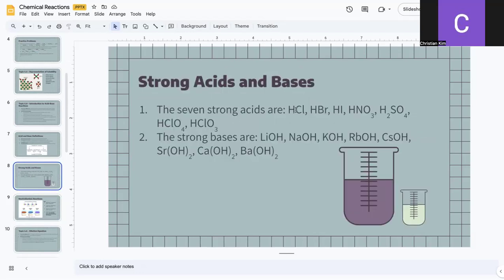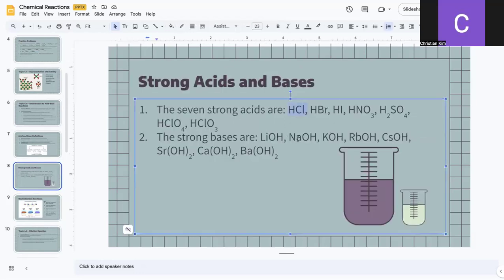So for example, if I combine HCl and NaOH, oh sorry, LiOH is a strong base. I think I previously said LiOH is not a strong base. It is a strong base. I don't know why I said it's not. But anyways, back to this example.